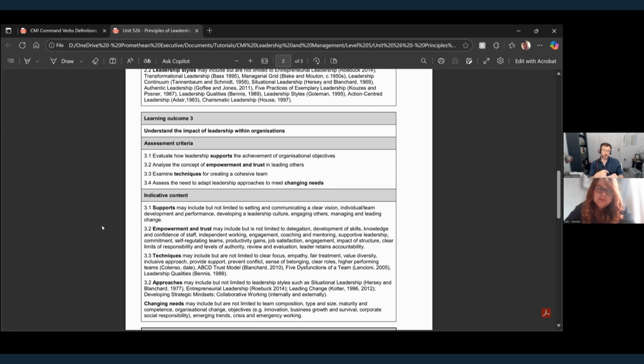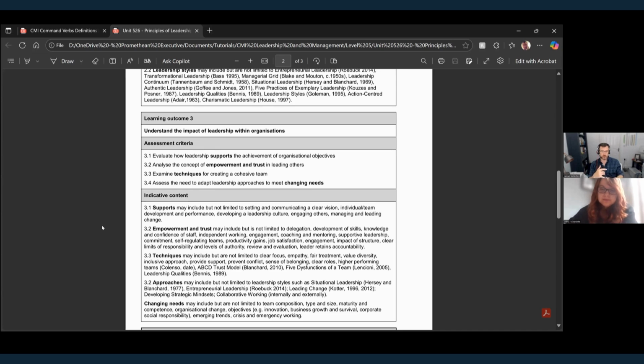And then you're going to evaluate how leadership supports the achievement of those kinds of objectives. So as part of your evaluation, again, just to nail that command verb, it's important to understand what do you think is the best way, or how leadership should or could support the achievement of those goals or objectives?